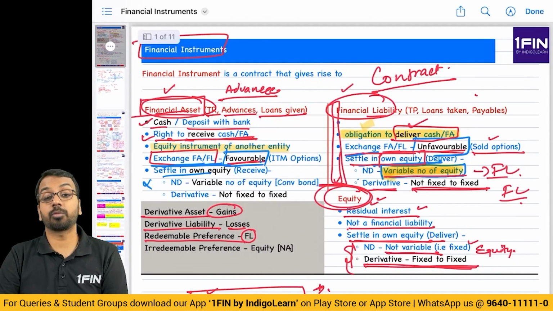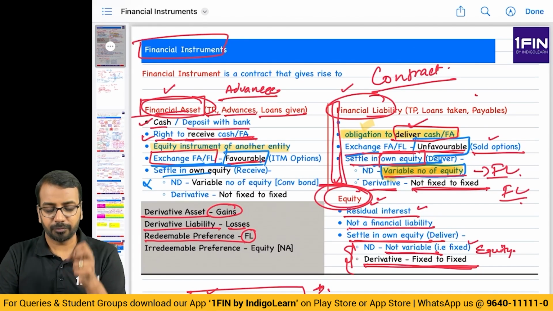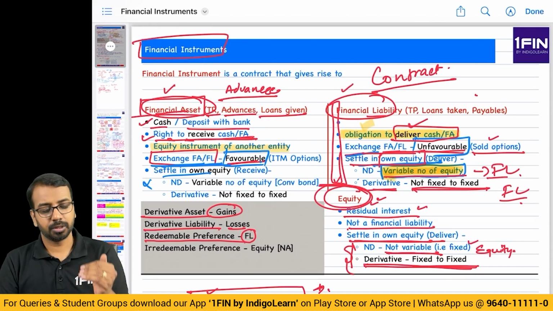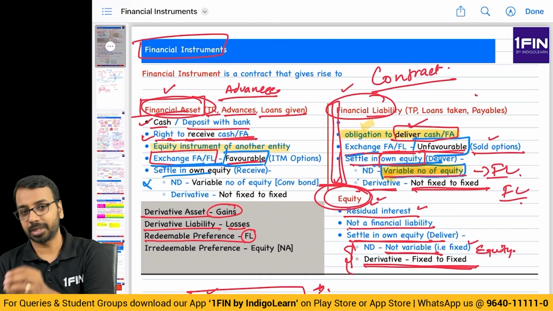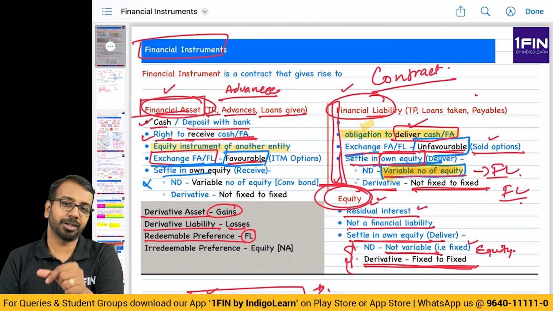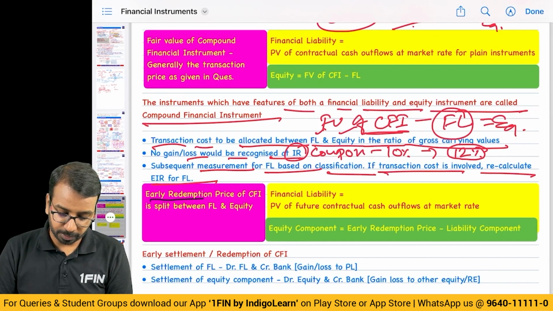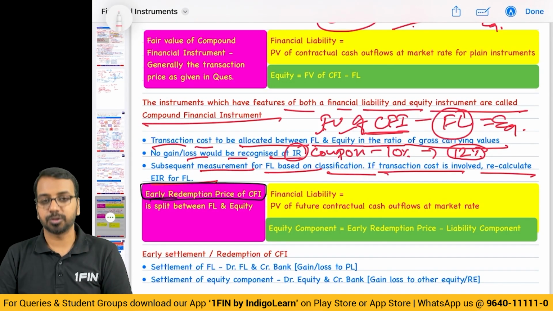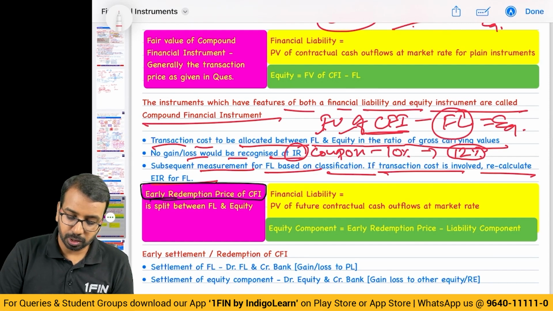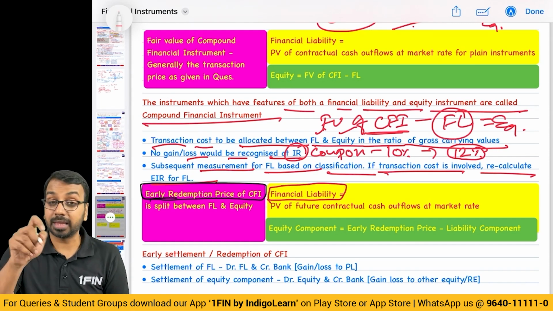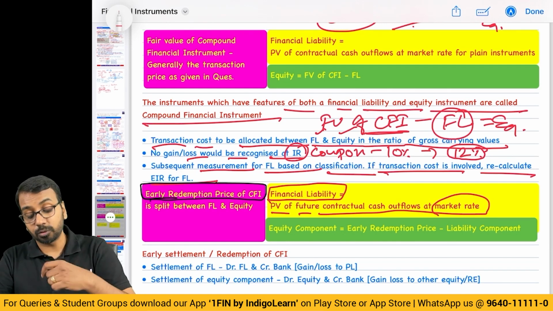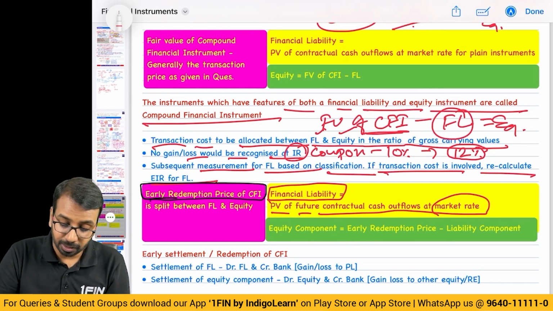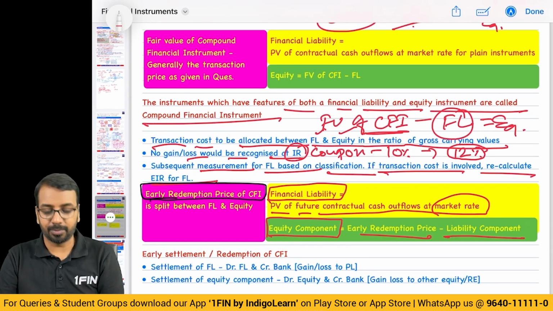So there will be a lot of similar questions on compound financial instruments. Very simple. Calculate the present value of cash flows. Discount cash flows using which rate? Market rate. Compare that with the total transaction proceeds, and the difference will be credited to equity. Now, sometimes there could be an early redemption of a compound financial instrument. If that is the case, you will compute the financial liability as on that date, considering the present value of future contractual cash outflows at the market rate. The balance would be considered as redemption of the equity component, which is the redemption price minus the liability component.